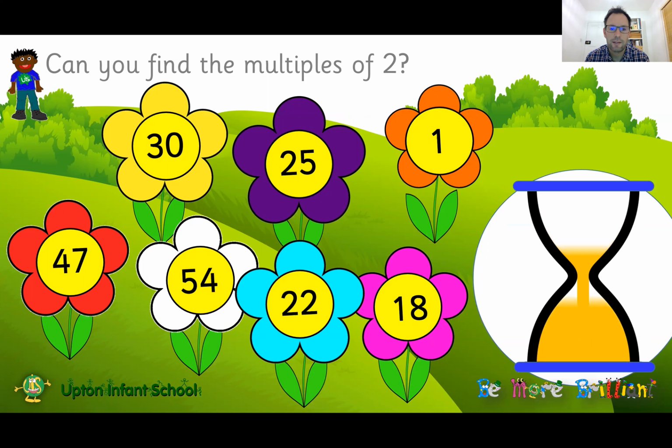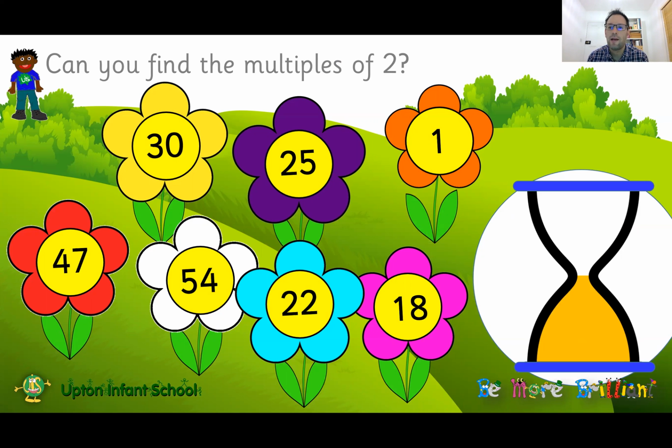Okay, 5 seconds. And that's it, time's up. Okay, what did you spot? Are there any multiples of 2? Well, let's see. Do any of those numbers end in a 0? Yes, look, on the yellow flower, we've got the number 30, which ends in a 0. That's a multiple of 2. Do any of them end in a 2? Oh, yes, look, on the light blue coloured flower, we've got 22. That ends in a 2.